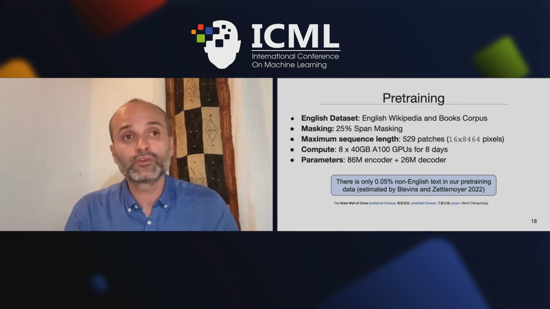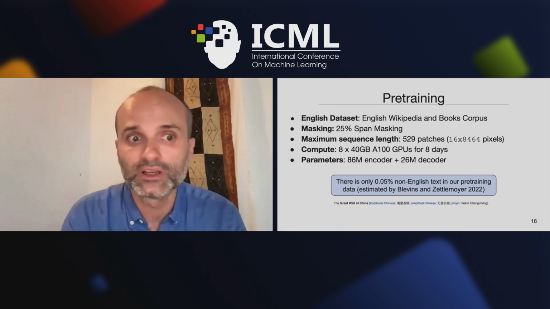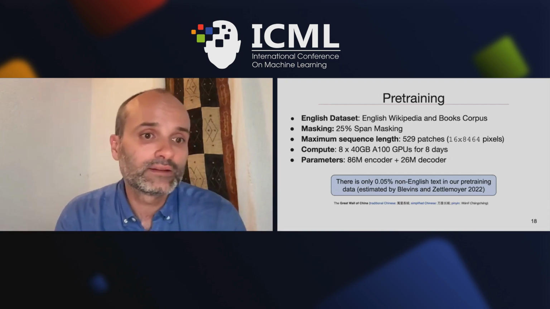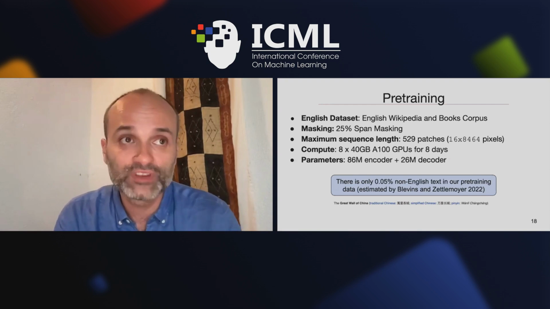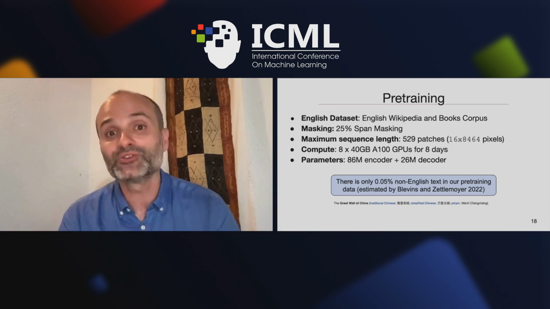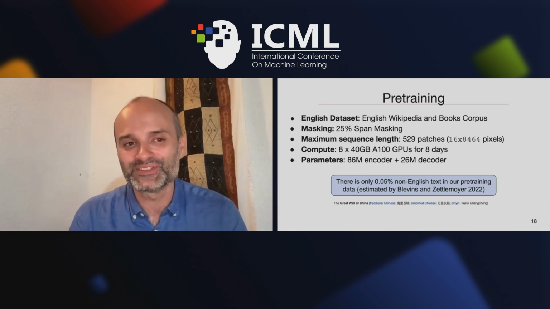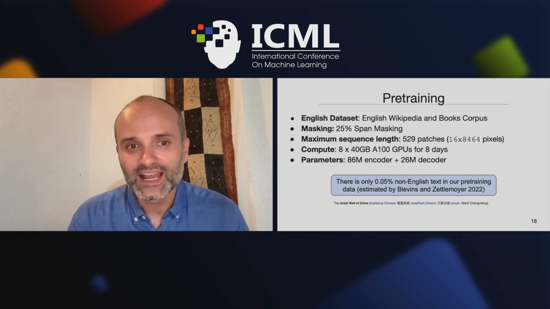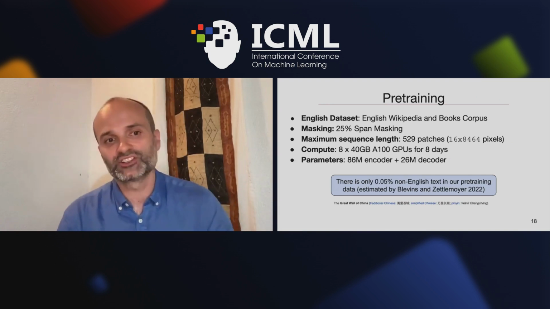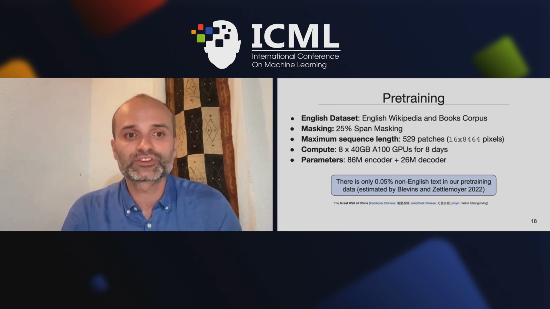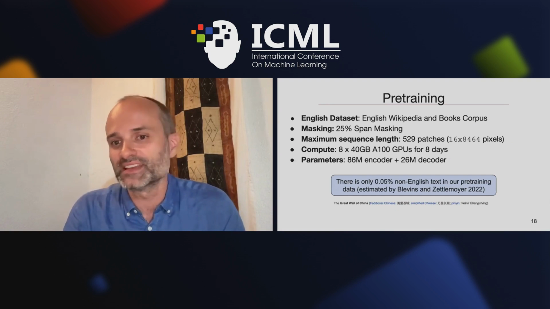And like I said before, it's not a wasteful representation compared to using something like BERT. It took 8 days on 8 A100s, but more recently we managed to get this down to 2 days on 8 A100s. And the model is really small compared to what people are using today. It has 86 million parameters in its encoder. And there is a trace of non-English text in the pre-training data for the English Wikipedia and books corpus, as estimated by Blevins and Zettlemoyer.